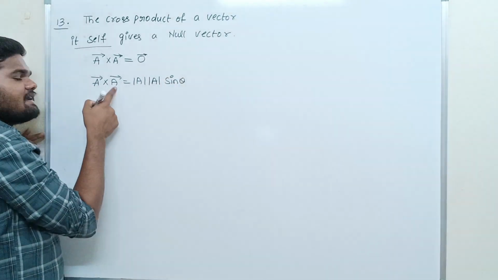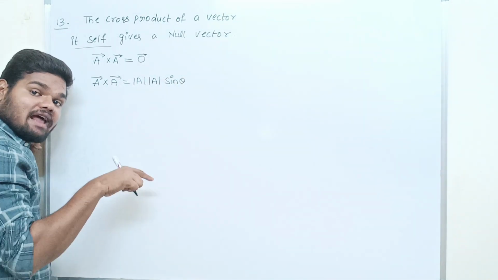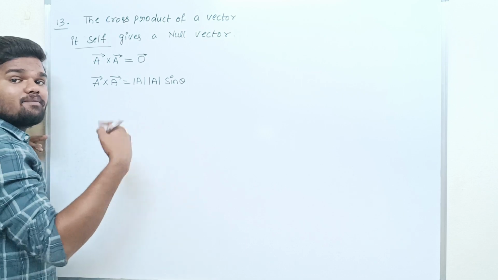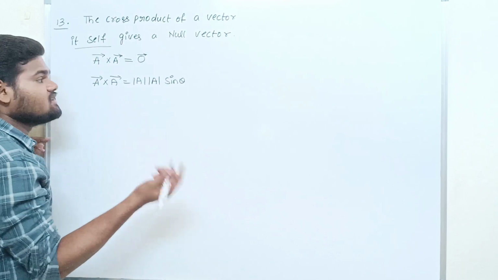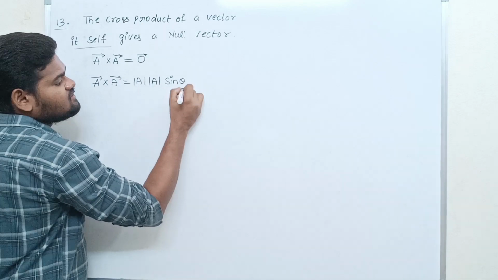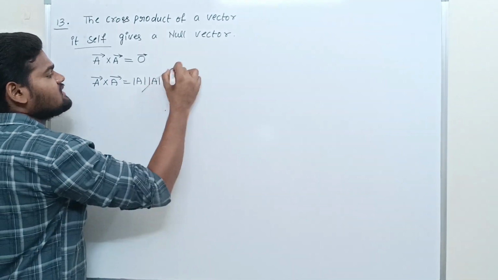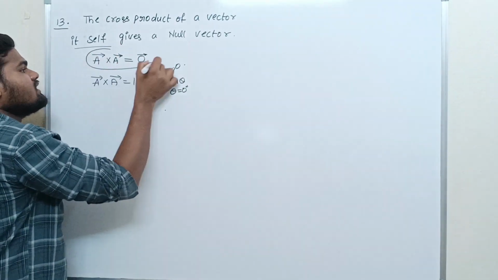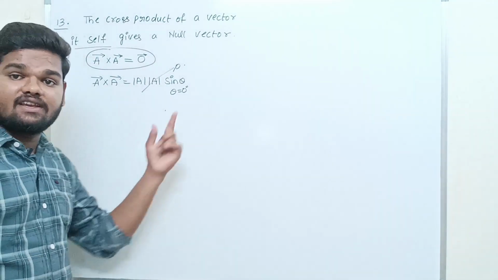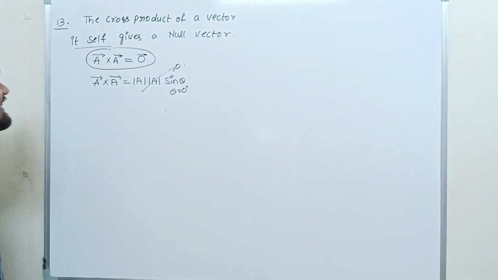What is the angle between a and a? Those two are parallel to each other. What is the angle between parallel vectors? 0 degrees. So theta is equal to 0 degrees. Sine 0 is 0, and 0 into anything is 0. So the cross product of a vector with itself gives a null vector. Are you getting? Any doubts?